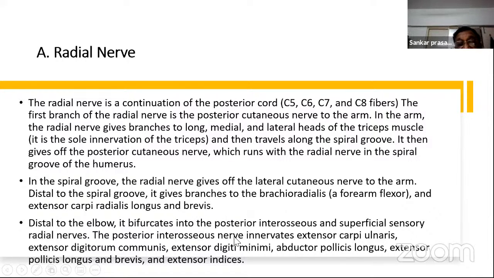Distal to the elbow, it bifurcates into the posterior interosseous and superficial sensory radial nerves. The posterior interosseous nerve syndrome is very important in the exam.